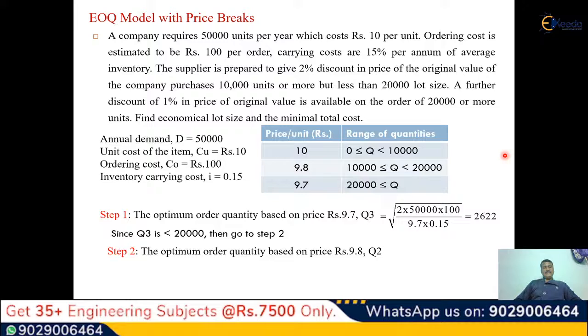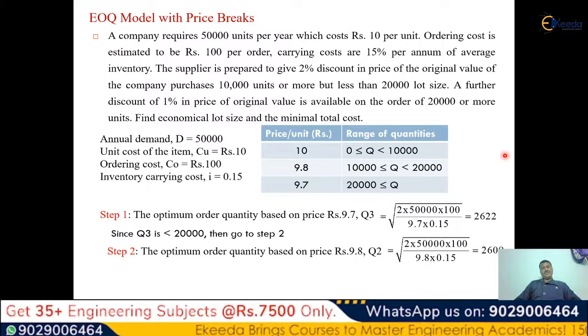Since it is less than 20,000, we again go to step 2 where we find out the value for 9.8 rupees. For 9.8 rupees, Q2 is given in the same manner: 2 into 50,000 into 100 divided by 9.8 into 0.15, which gives us 2,609.